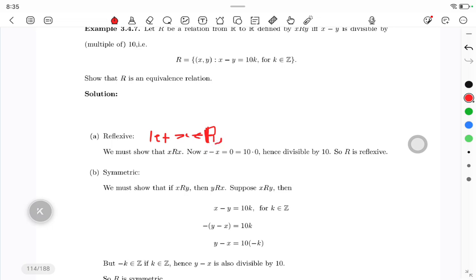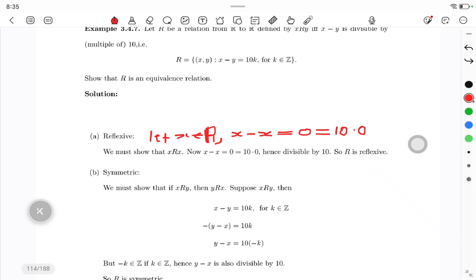The formula says that x minus y, so I can say x minus x, because x is related to itself, right? And this will give us what? 0. And 0 is still the same thing as, they said it must be a multiple of 10 or divisible by 10. So it means that it is indeed a multiple of 10. 0 can be divided by 10.